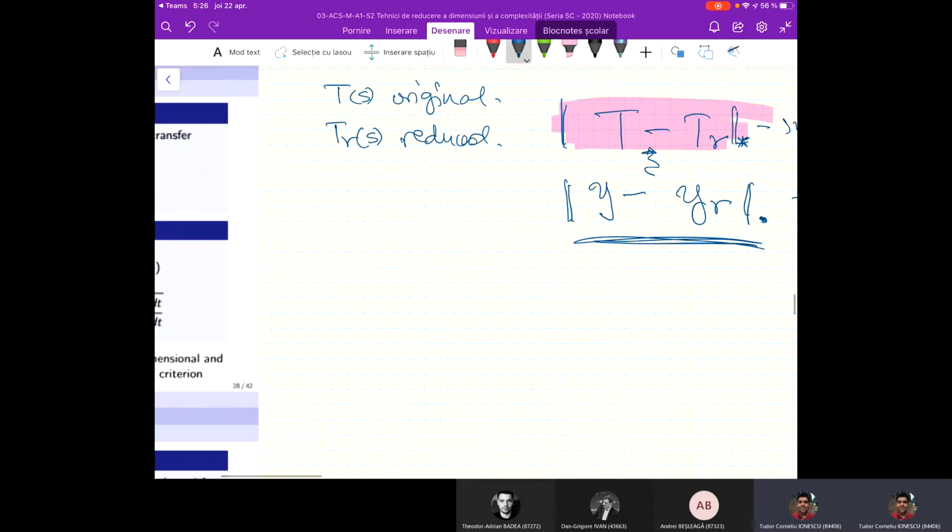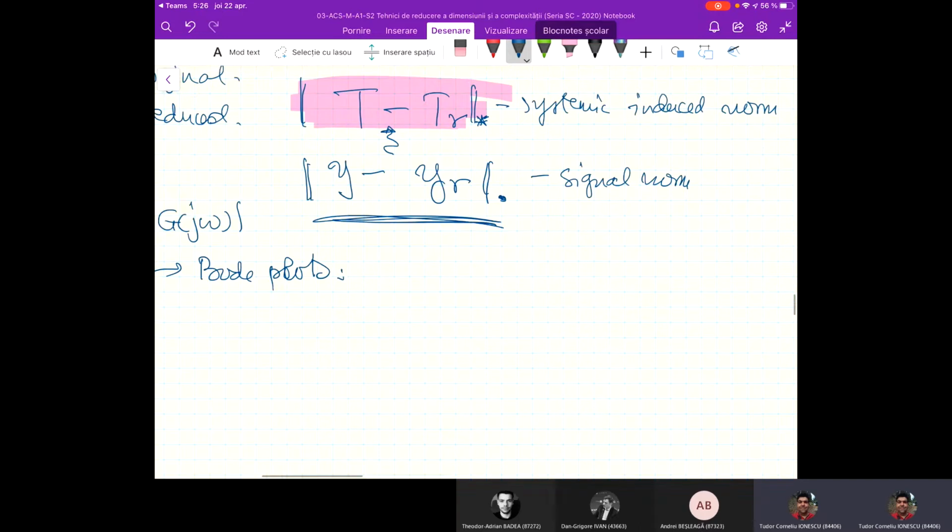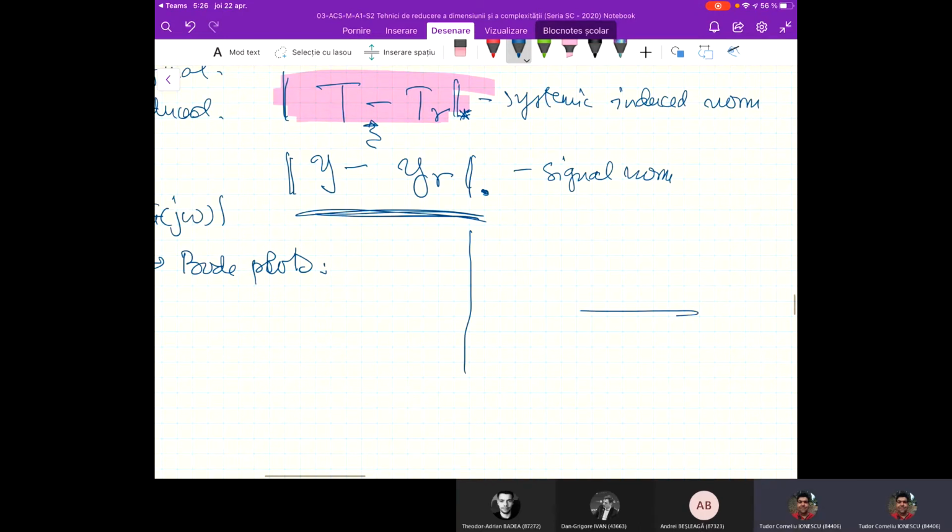Now, for a single input, single output system, we use this quantity and we do Bode plots. Assuming this is the Bode plot of G, the norm of G of j omega versus omega, where is the infinity norm of this guy on this plot?